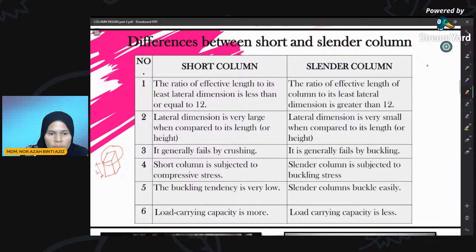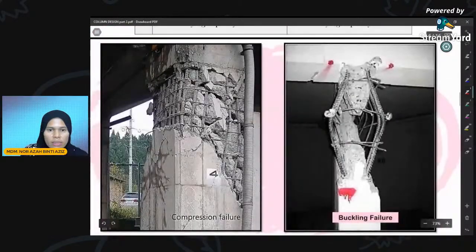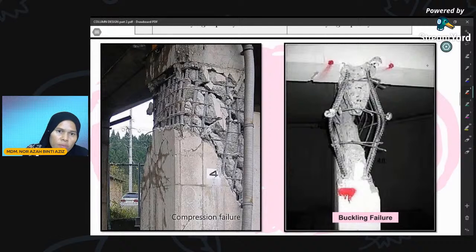And for a short column, the load carrying capacity is more than that of a slender column. So you have to remember all these 6 comparisons between short and slender column. This diagram shows compression failure. Compression failure refers to crushing failure for a short column. As you can see, this column can't withstand the load applied on it, so it will crash.